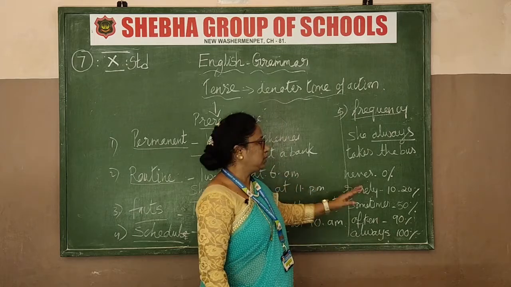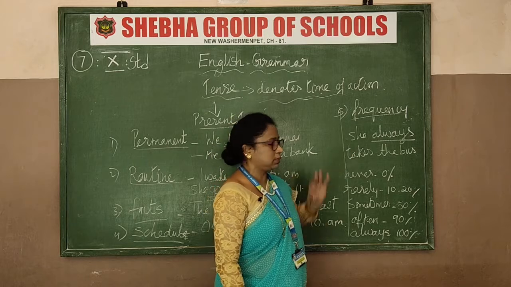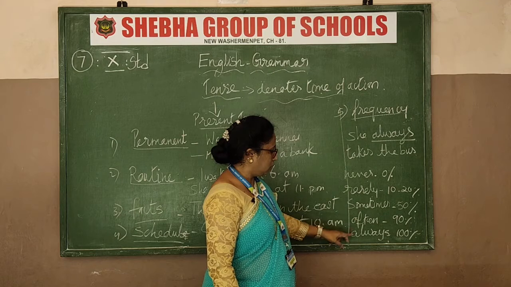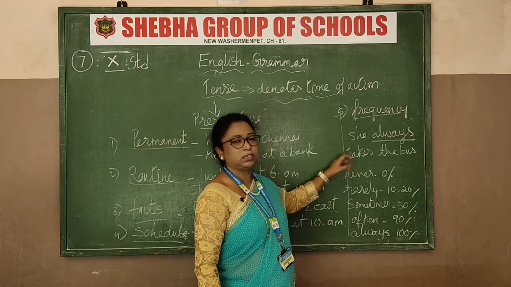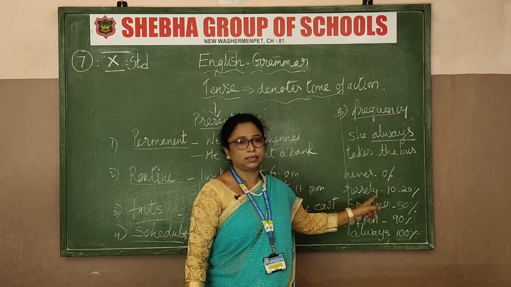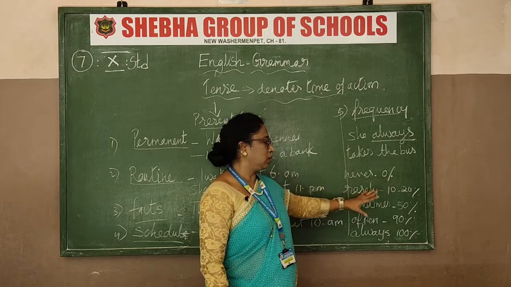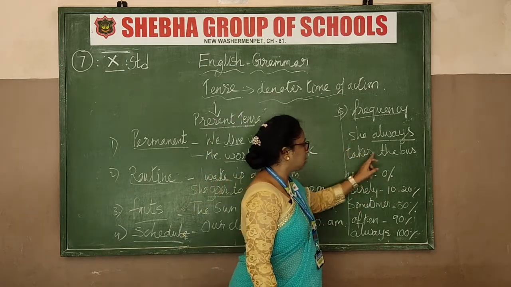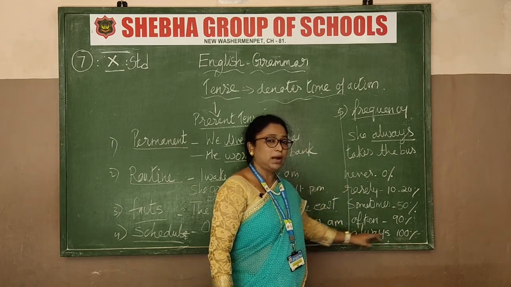Frequency means these are the words for frequency. She always takes the bus. So always, see, I have given you these frequencies: always, often, sometimes, rarely, never. This also will take only present tense. Nothing else. No past tense, no future tense will come in this. She always takes the bus. Always means what? How many percent? 100%.